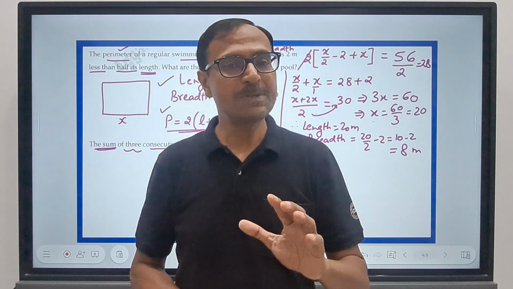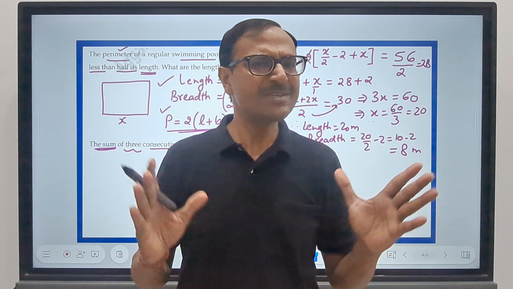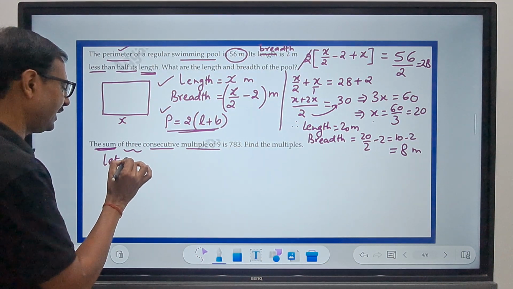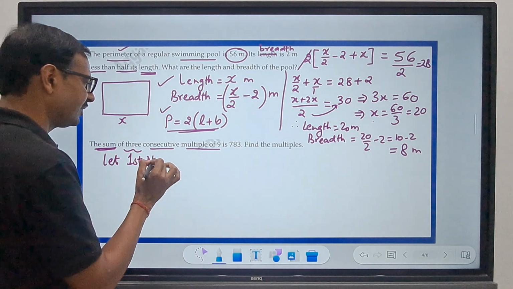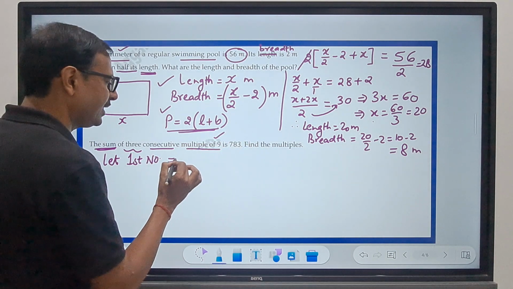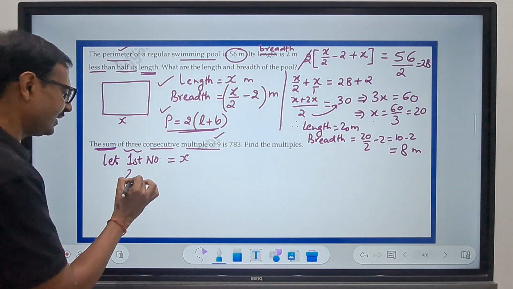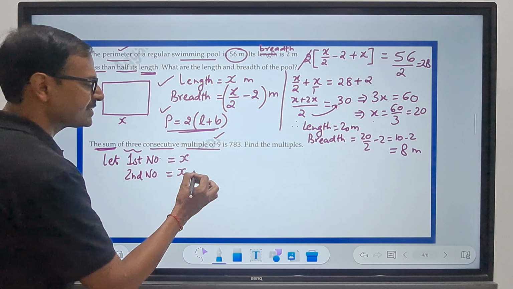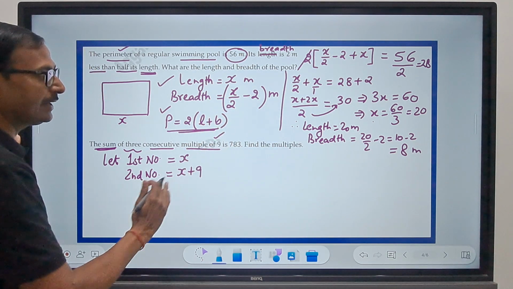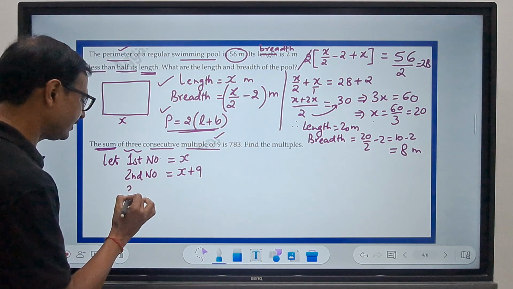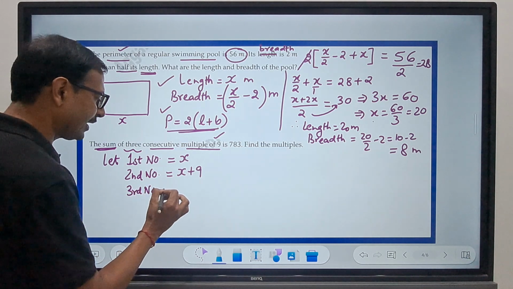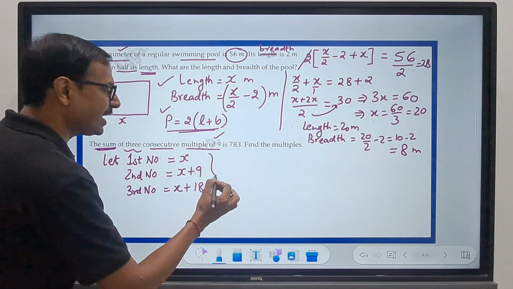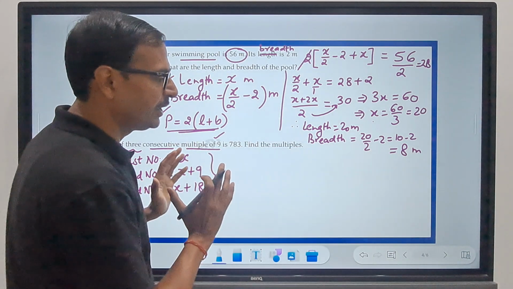So consecutive multiples of a number can be assumed very easily. I'll show you how. If you assume, let first number, it is a multiple of 9, right, to be x, then the next number, which is consecutive multiple, will be x plus 9 because they are multiples of 9, and that too coming in order. And the third number will be, again add 9 to this, will become x plus 18. So these are 3 consecutive multiples of 9.